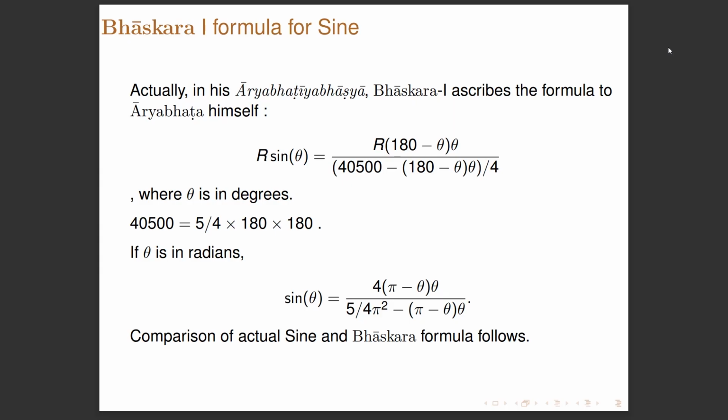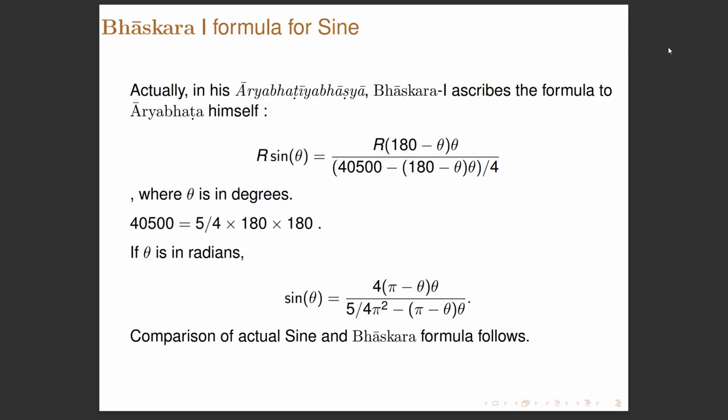Now, Bhaskara 1 also gives a formula for this: r sin theta just as a ratio of these two quadratics in theta. Here theta is in degrees, and theta is in radians; you can convert it into this. So they just give the formula. Of course, they have not explained it. Bhaskara 1 also has not explained it clearly.